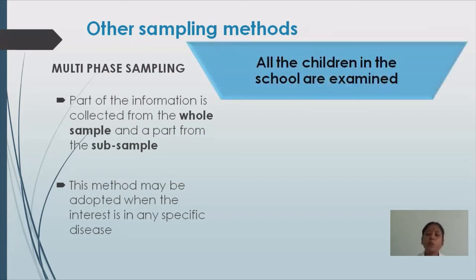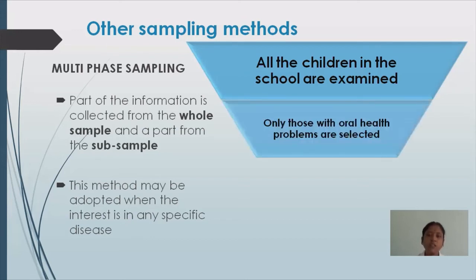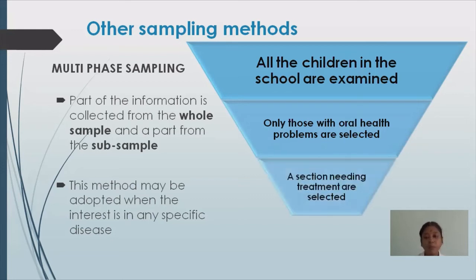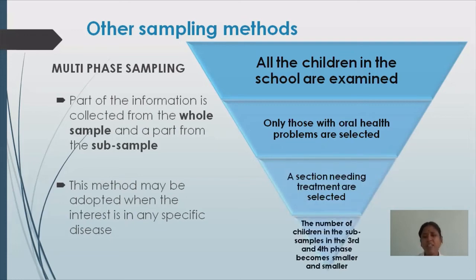we want to find out treatment needs among children in a school. So first we'll be examining all the children in the school. Then only those with oral health problems will be selected in the next stage. Next, only those who need treatment will be selected. And finally, the number of children in the subsamples in the third and fourth phase becomes smaller and smaller. So we can see that it is like an inverted triangle. First the sample is huge, but it is then condensed into those with oral health problems and then those who need treatment.